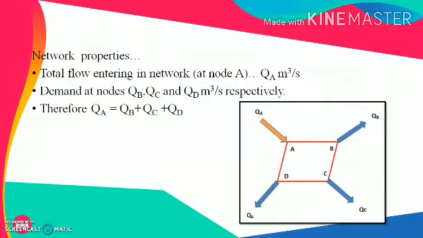Now we will try to understand the network properties. At node A there is a flow entering into the network, that is QA, while at B, C and D there will be a certain demand in the form of QB, QC, QD respectively. So from the continuity point of view, QA, which is entering the network, equals the flow that is leaving the network, that is the sum of QB, QC and QD. So for continuity, QA equals QB plus QC plus QD.